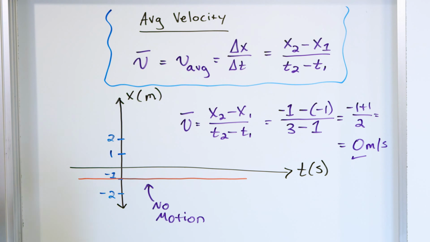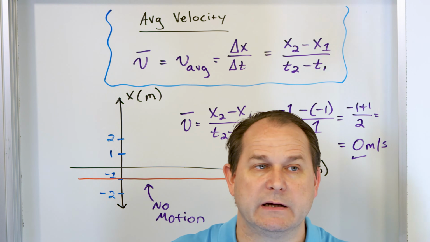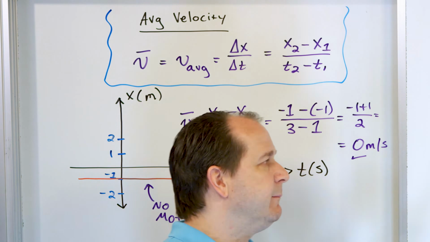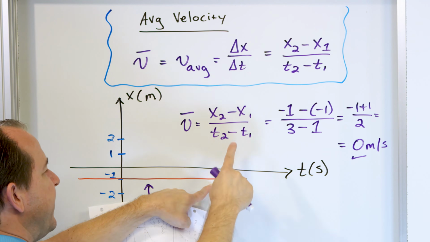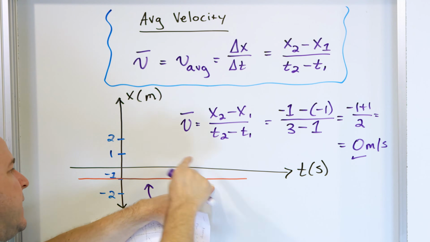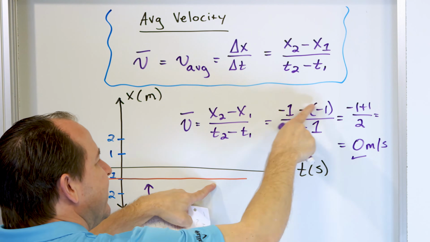The thing shouldn't move. Now what happens if we pick a different 2 points in time? Let's pick, I don't know, these 2 points in time over here. Well, the final position is still at -1. The initial position here in x is still -1. So the numerator is the same.